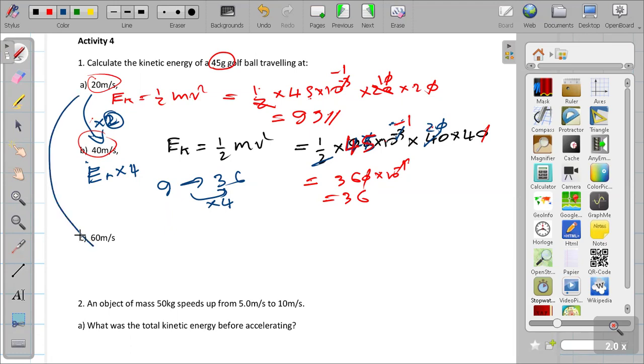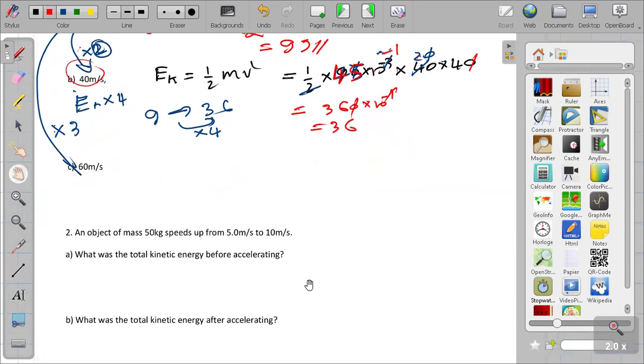So here the velocity will be multiplied by 3 times from the initial. Let's find out how it is reacting.